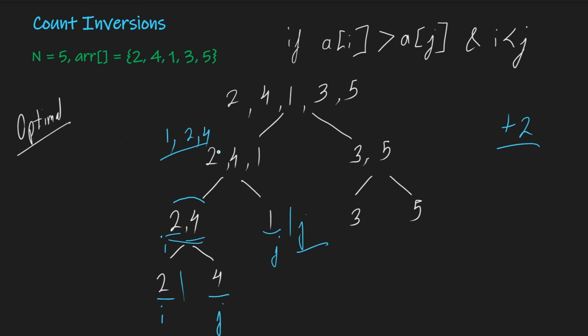Now for this pair, we need to first solve this pair. i is here, j is here. a of i is not greater than a of j. So 3 will come here as it is. i is out of bounds. So we will put j here, that is 5.